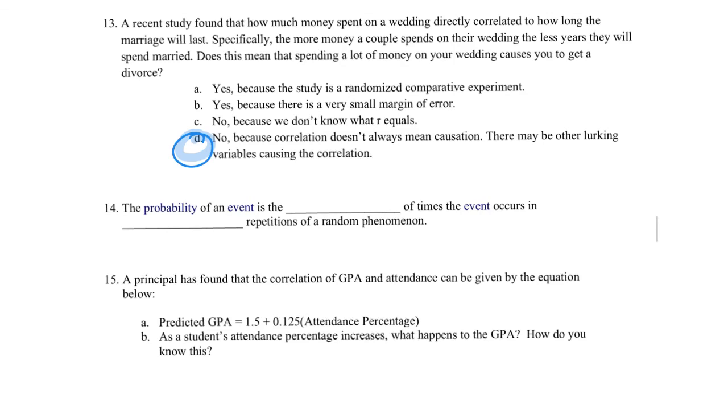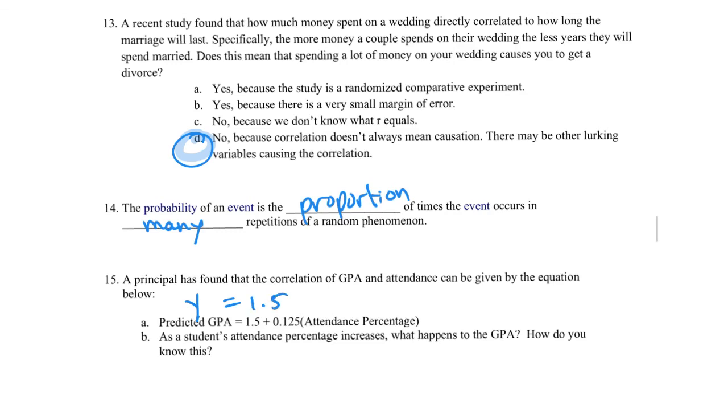14, the probability of an event is the proportion of the times the event occurs in many repetitions. Now, number 15, a principal has found that the correlation of GPA and attendance can be given by the equation below. So predicted GPA equals 1.5 plus 0.125 times the attendance percentage.